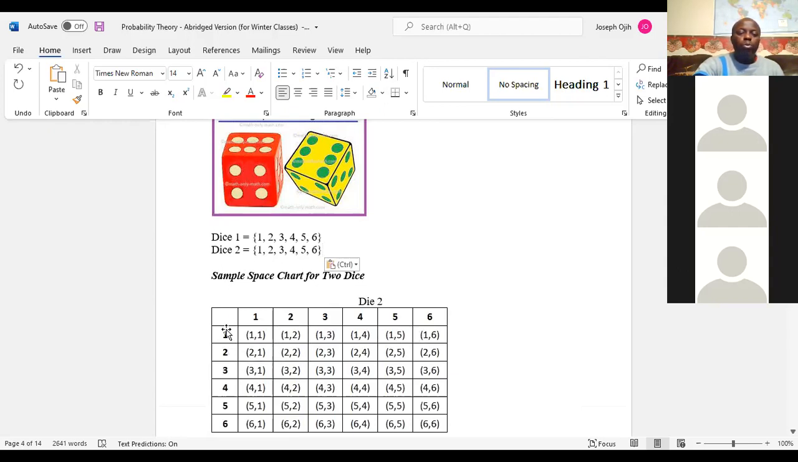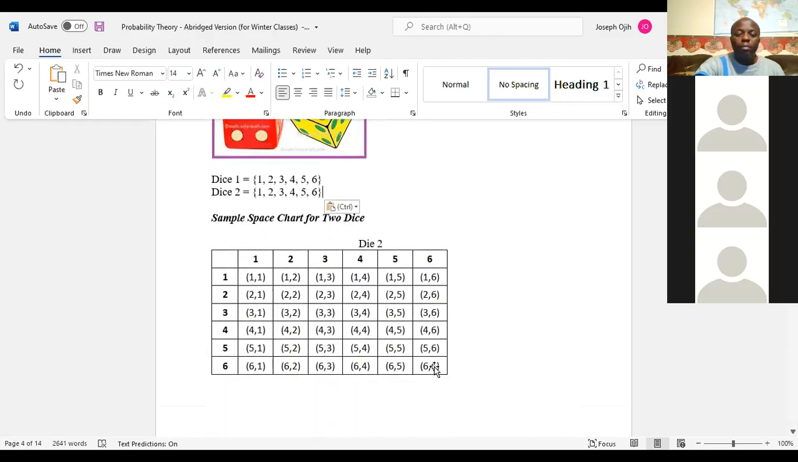Now, it might be that when you roll them together, 2 shows up on dice 1 and 1 shows up on dice 2. So you get 2 on dice 1, 1 on dice 2. It can be 2 on dice 1 and 2 on dice 2, 2 on dice 1 and 3 on dice 2, 2 on dice 1 and 4 on dice 2. If you follow it all the way down, you're going to get all these outcomes.